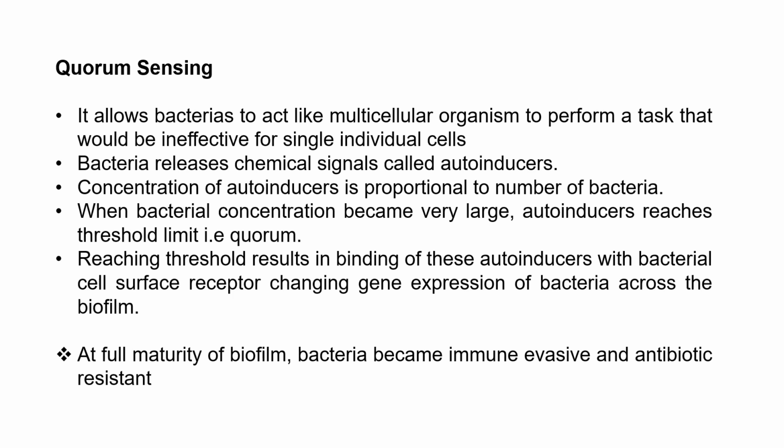Bacteria release chemical signals called autoinducers. The concentration of autoinducers is proportional to the number of bacteria. When bacterial concentration becomes very large, autoinducers reach the threshold limit, known as quorum. Reaching the threshold results in binding of these autoinducers with the bacterial cell surface receptor, which changes the gene expression of bacteria across the biofilm. In a fully mature biofilm, bacteria become immune evasive and antibiotic resistant.